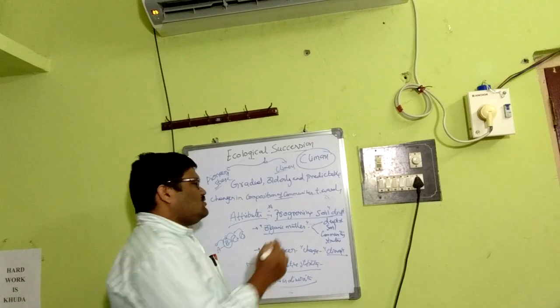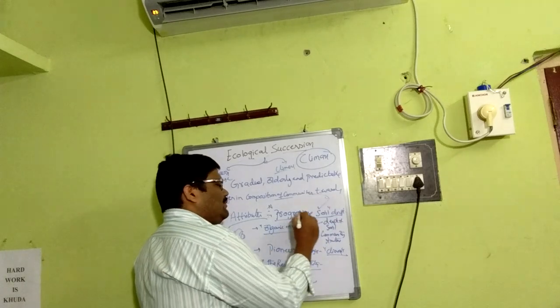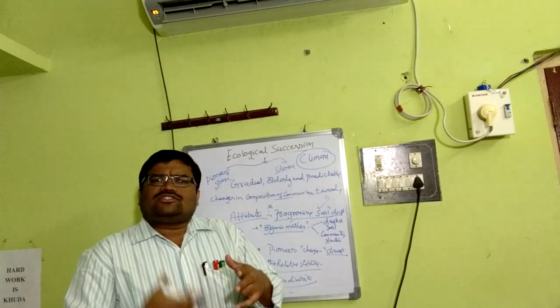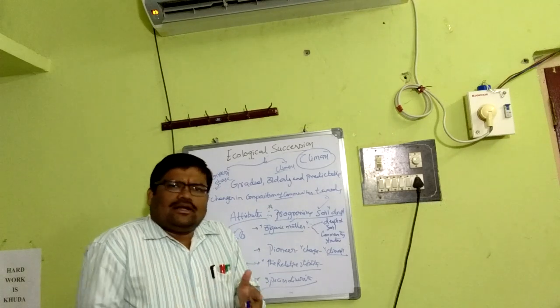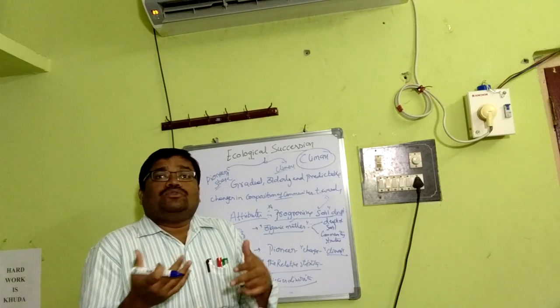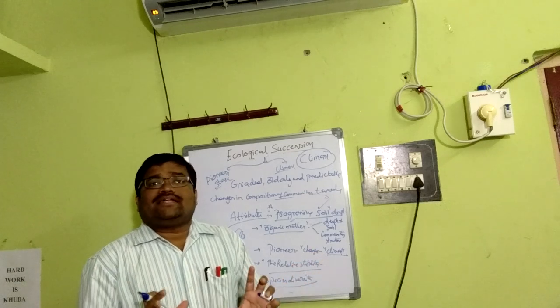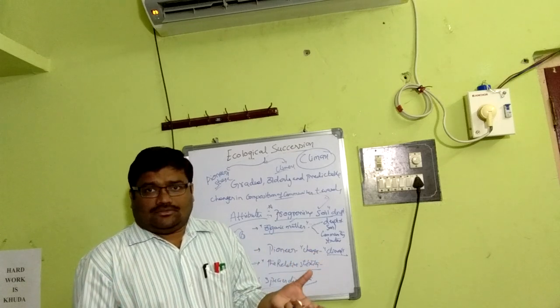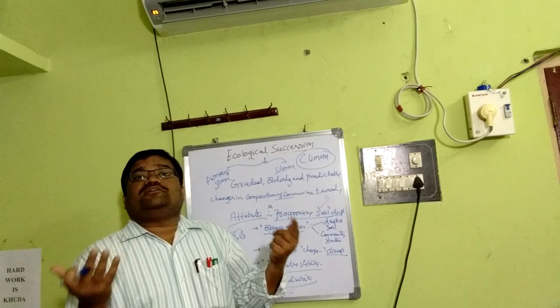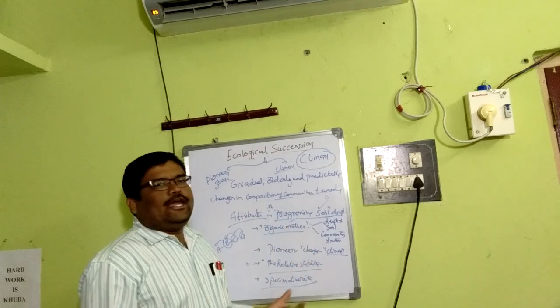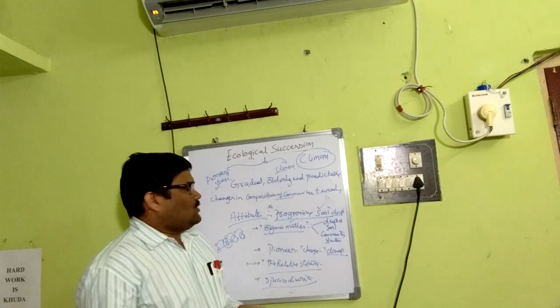The most important thing is the progressive development of soil and organic matter. That means as the soil becomes deeper, the higher the organic matter it can accommodate. Higher organic matter accommodation means it can support a larger community structure. That's how it attains stability. So these are the important attributes of ecological succession.